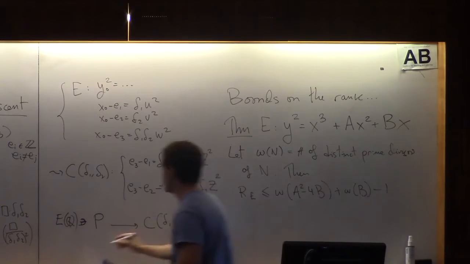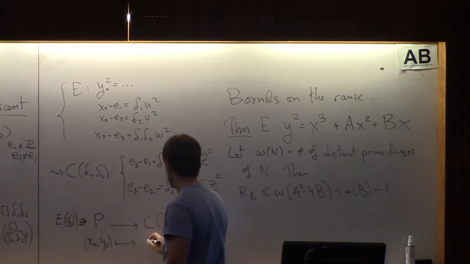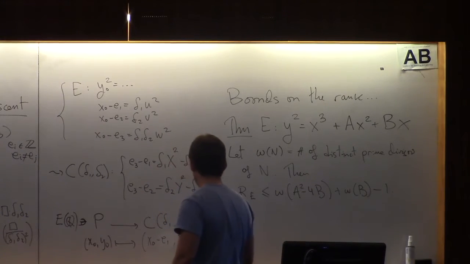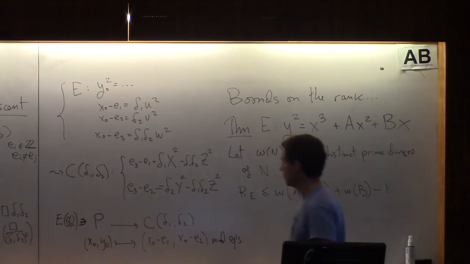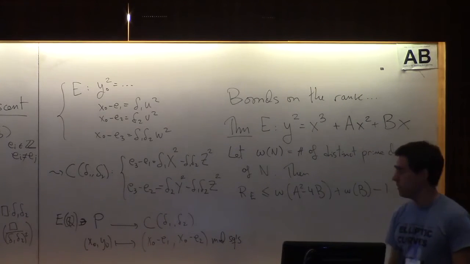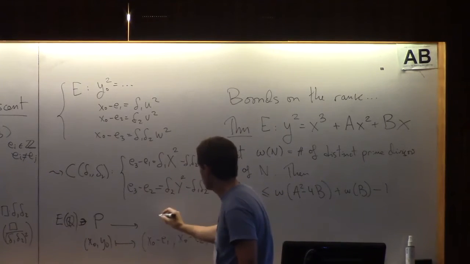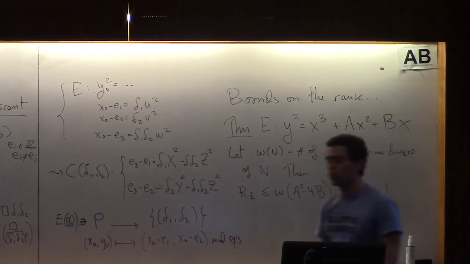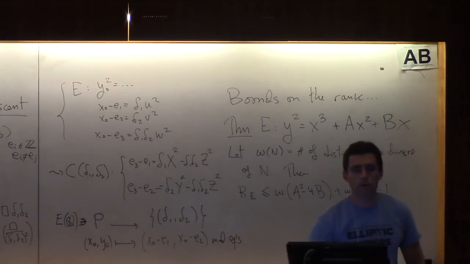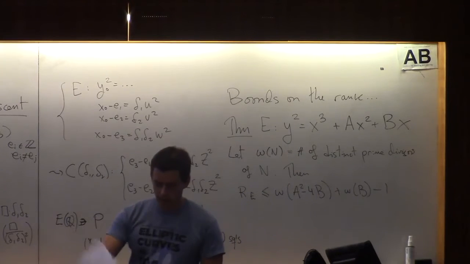We know what the map is. x naught, y naught maps to x naught minus e1, comma, x naught minus e2, modulo squares. Or rather, not to that space, but to the spaces of delta 1, delta 2. Which delta 1, delta 2 I'm going to find my point in is given by that map. Okay? All right. So how do we use that in our favor?